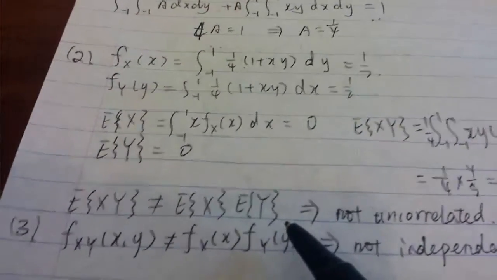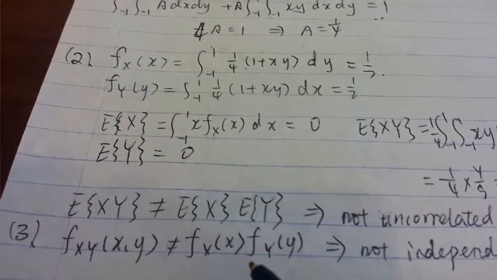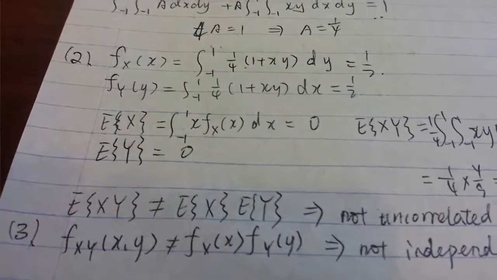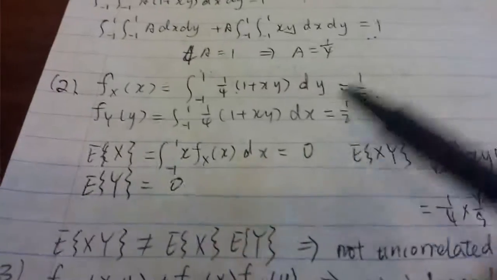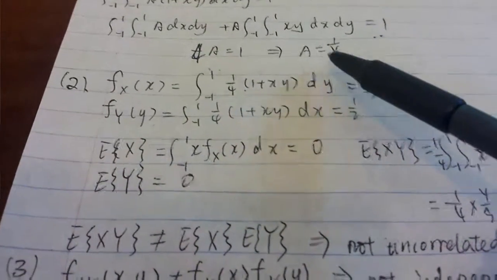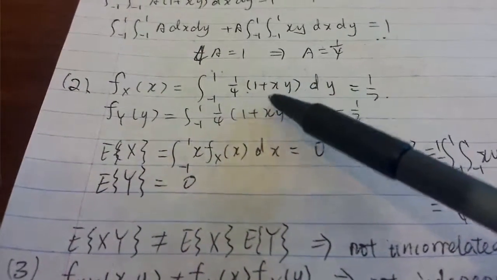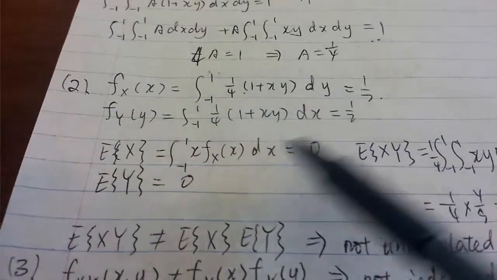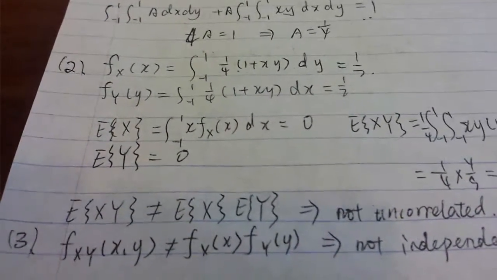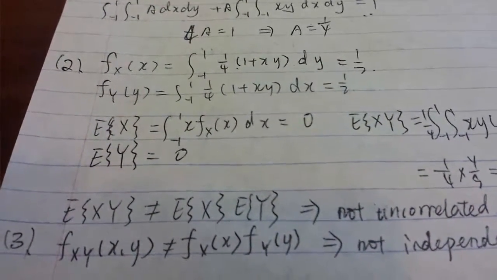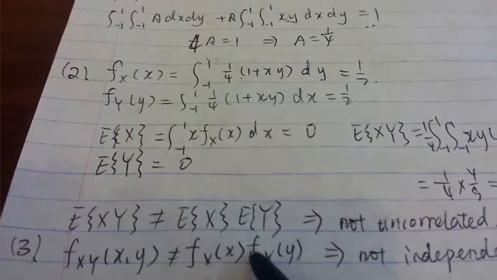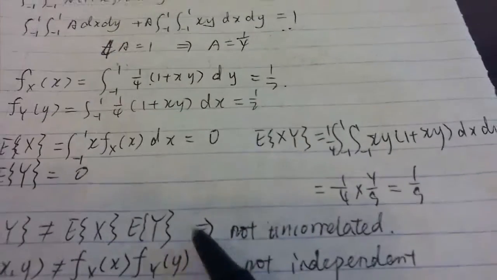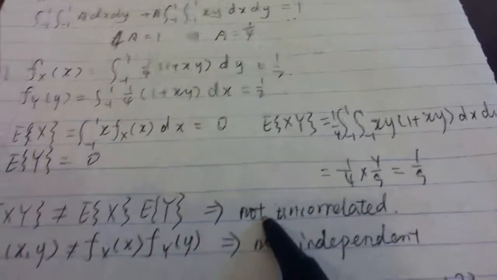And the third question is, are these two random variables independent? We calculate the PDF of x and the PDF of y. So we know that the PDF of xy does not equal the PDF of x multiplied by the PDF of y. So they are not independent, they are dependent.